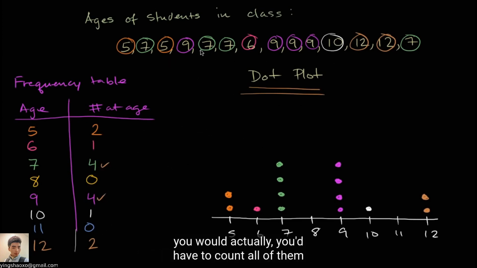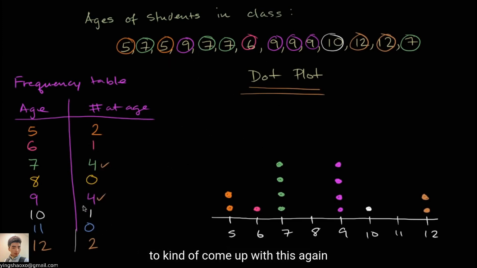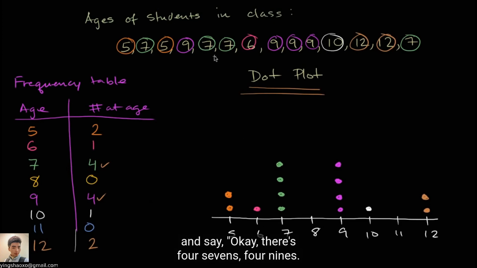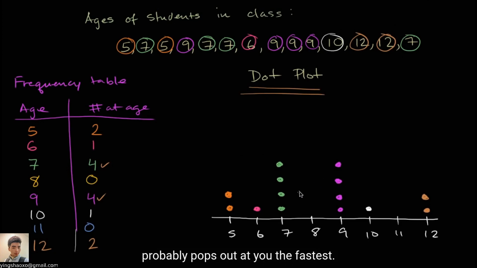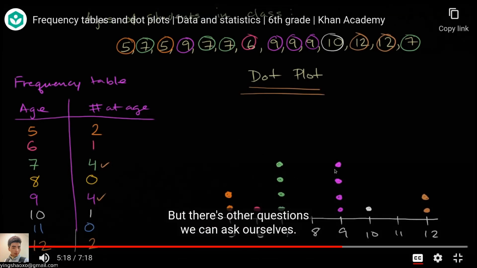And if you just had this data, you'd have to count all of them to come up with this again and say, okay, there's 4 7s, 4 9s, that's the largest number. So if you're looking for the most frequent age, when you just visually inspect here, it probably pops out at you the fastest. But there's other questions we can ask ourselves.